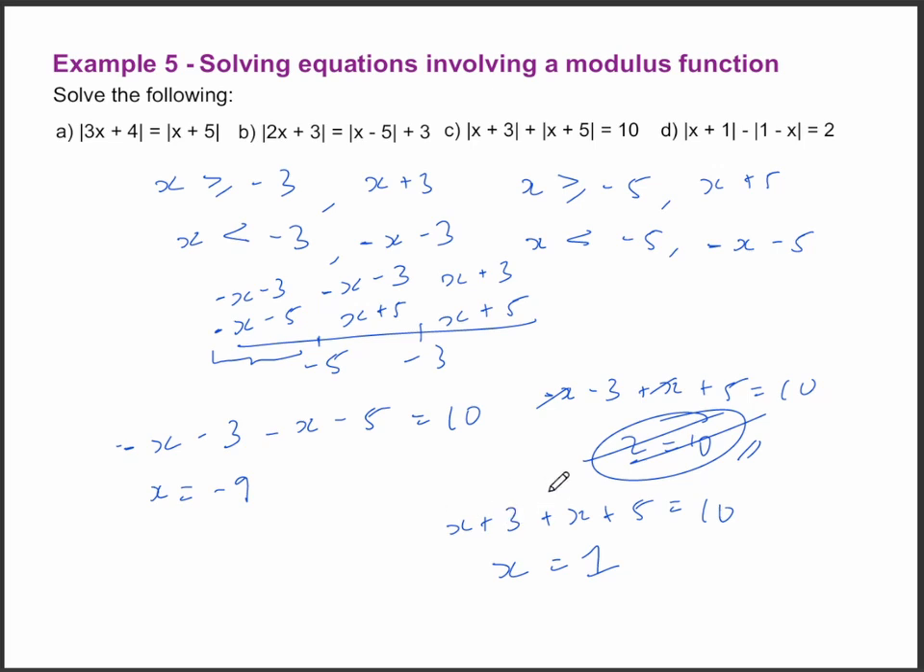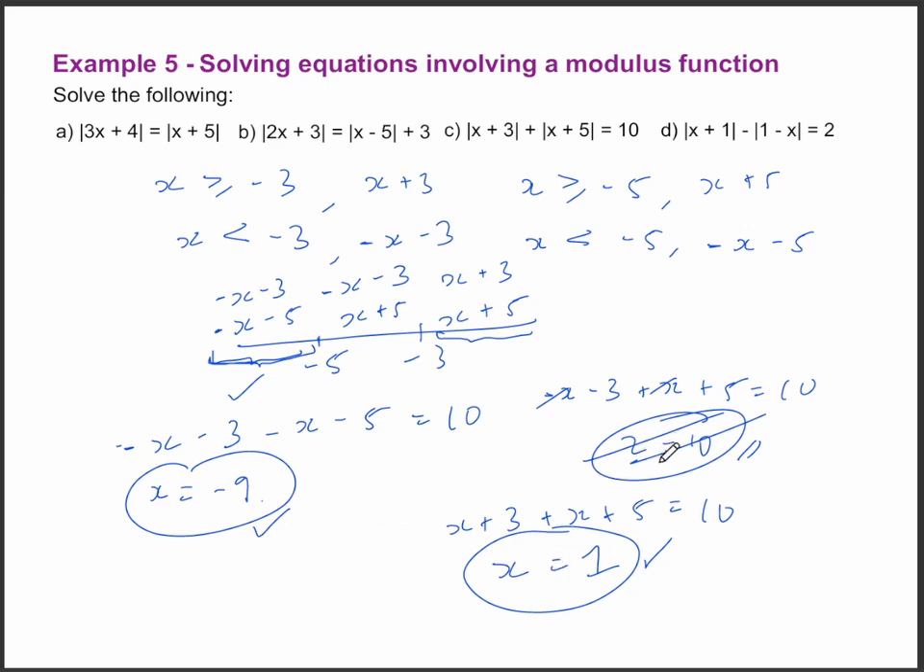And do these now lie within their ranges respectively? So x equals negative 9, does it lie within the less than negative 5 range? Yes. So this is going to be one of your answers. And x equals 1, does that lie in the range that you used it in? Yes, because it's greater or equal to negative 3. So both of these will be your answer, negative 9 and 1.